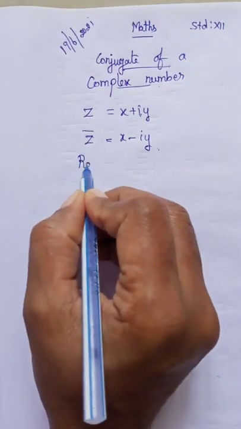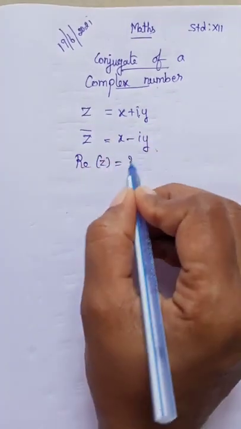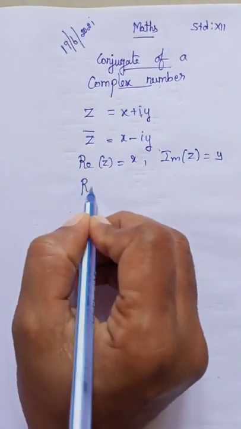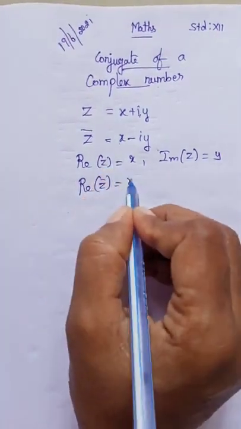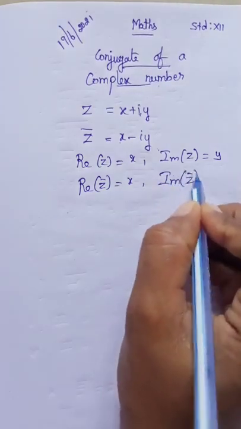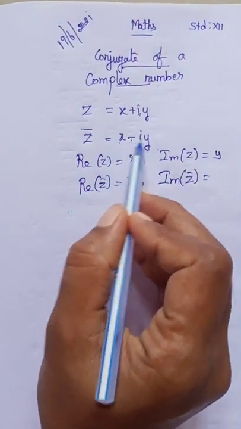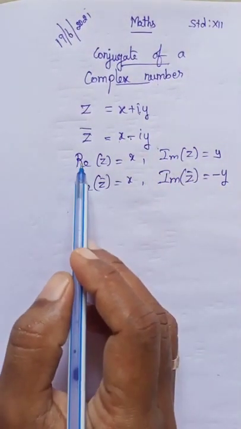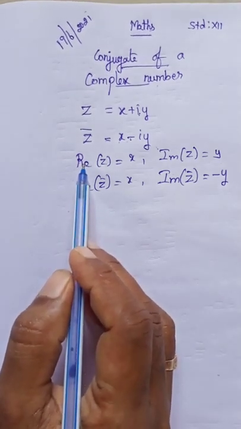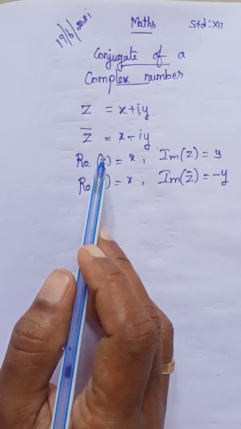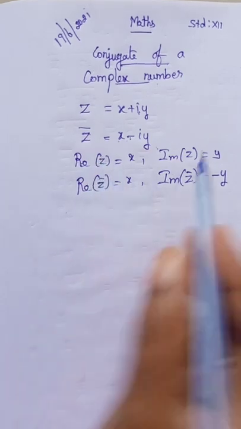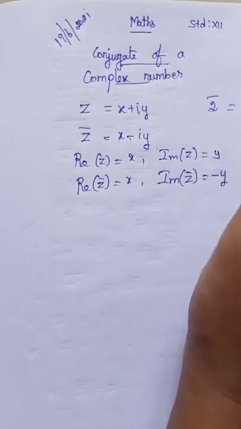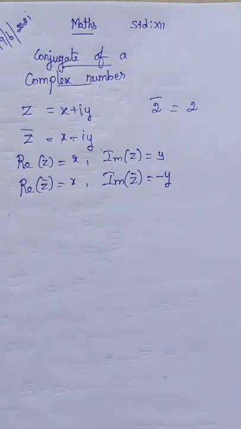And we know that the real part of z is x and the imaginary part of z is y. In the same way, the real part of z bar is also x, and the imaginary part of z bar is minus y. So when the number is real, the conjugate of a real number is always the same number. There will be no change. For example, the conjugate of 2 is again 2 only. There is no change in the real part.